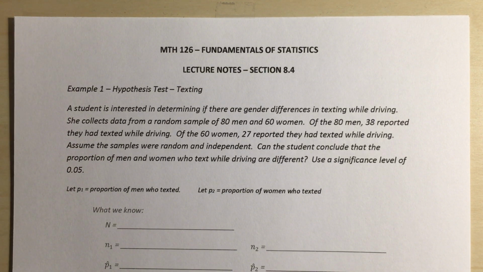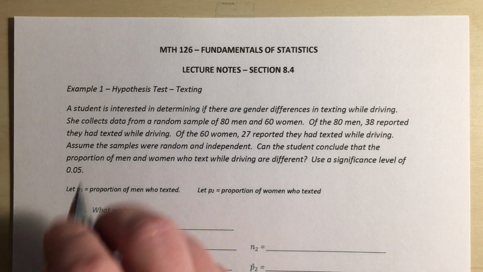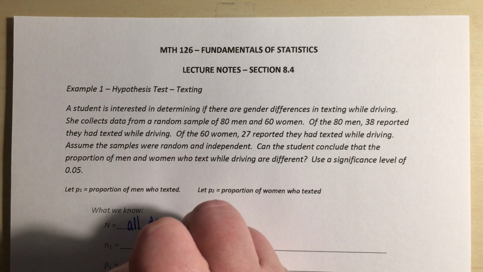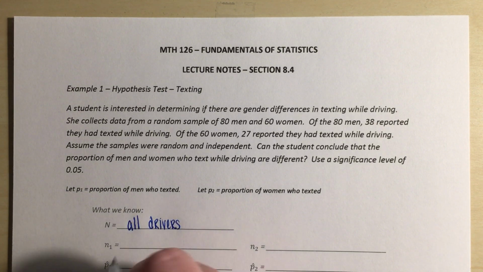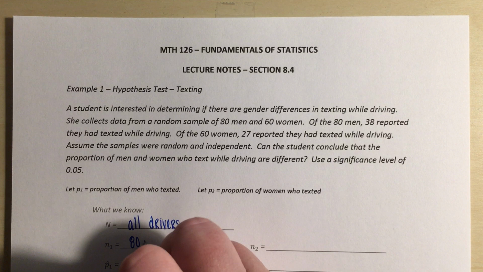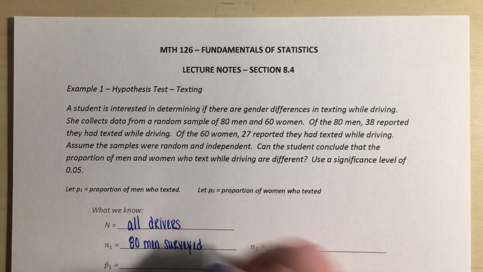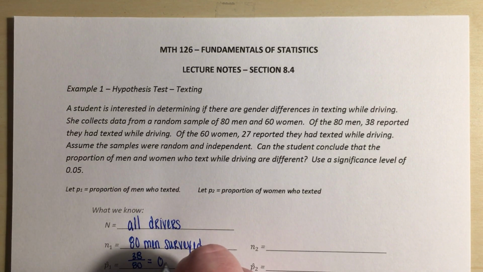All right, so we're told here to let P1 be our proportion of men who texted and P2 be our proportion of women, just to make things a little more straightforward. Our population that both of these samples are being drawn from is all drivers. N1, our sample 1, is going to come from the men. So there were 80 men surveyed. Our P hat 1 is going to come from 38 divided by 80, which is going to give us 0.475.